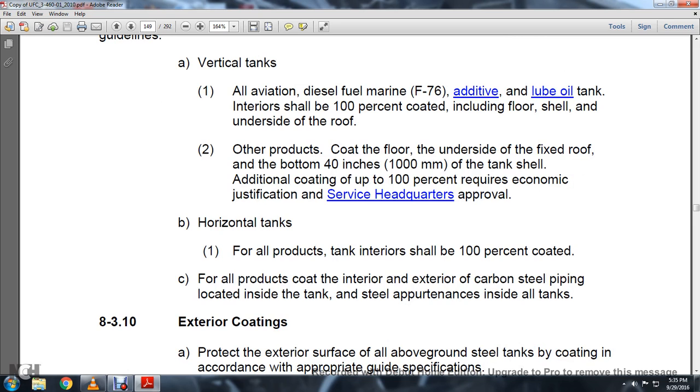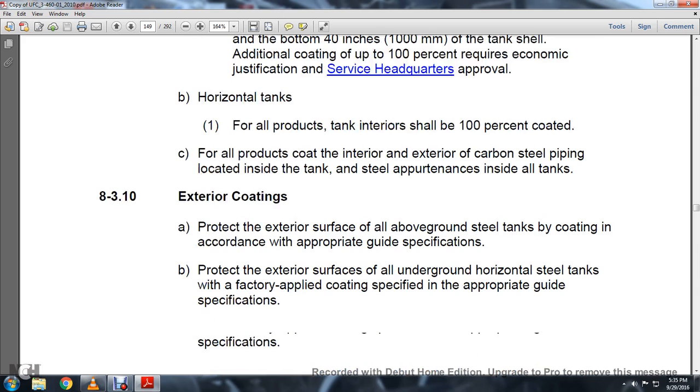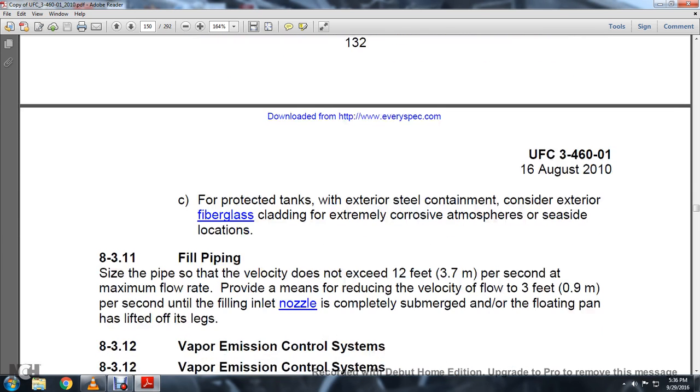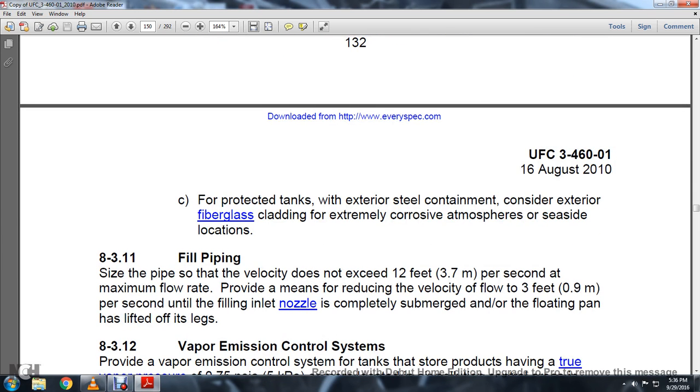Horizontal tanks: for all products, the tank interior should be 100% coated, including carbon steel piping located inside the tank and steel appurtenances inside all tanks. 8.3.10 Exterior coatings: protect the exterior surface of all aboveground steel tanks by coating in accordance with the appropriate guideline specification. Protect the exterior surface of all underground horizontal steel tanks with a factory applied coating specified with the appropriate PEI specifications. For fiberglass protected tanks with exterior steel contamination, consider exterior fiberglass cladding for extreme corrosive atmospheres and seaside locations.